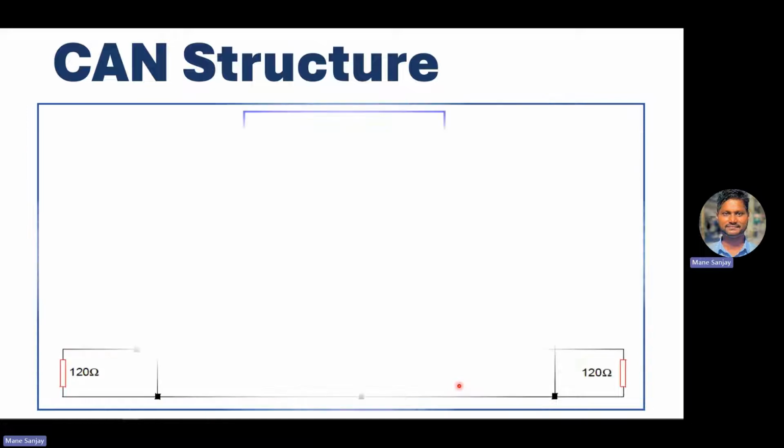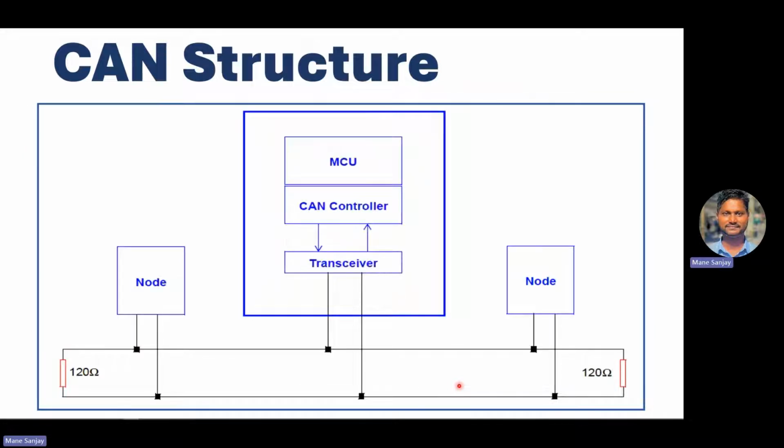So initially, we'll talk about the CAN structure. The reason I introduce the structure again here is that before jumping to the CAN termination, we need to understand the structure as well. This is how the structure looks. Here is a node, another node, and here is again another node, and they are connected with the help of the CAN bus to the network. So this is a CAN bus, and these are the CAN termination resistances on both ends.